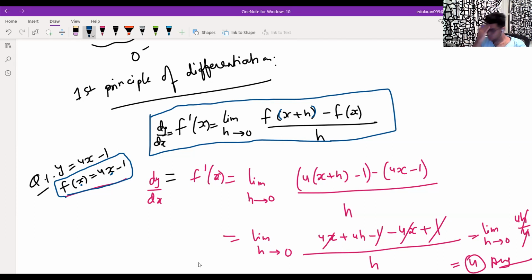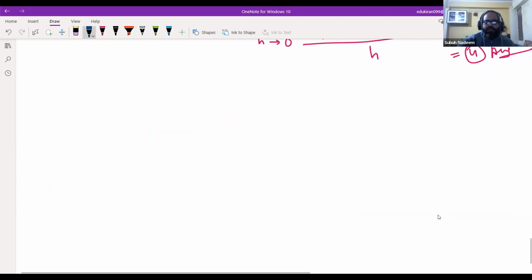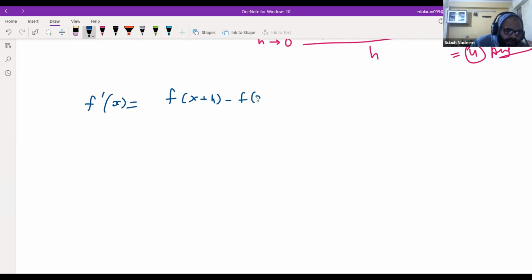But in this one, there is 11x squared. So can I write it as 11x into? Yeah, you can do it like this. This is not linear, that was a linear one. This is a quadratic one. So here also you can do a similar way, like when you find f dash of x, you can write f of x plus h first, minus f of x, by h, and limit h approaching 0.